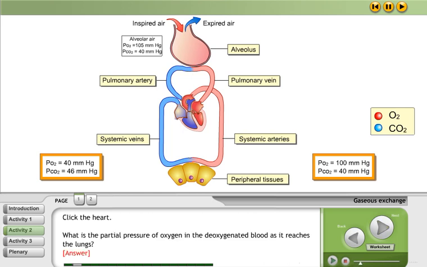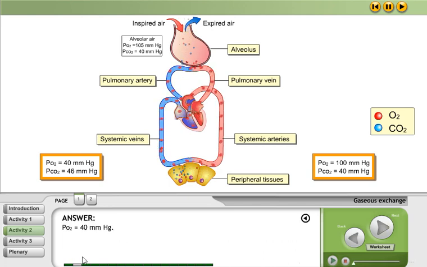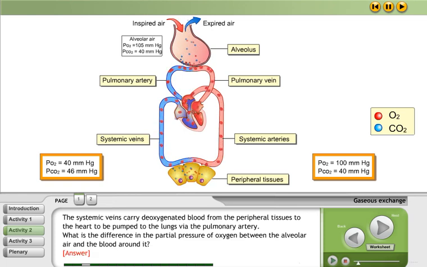Click the heart. What is the partial pressure of oxygen in the deoxygenated blood as it reaches the lungs? Answer: partial pressure of oxygen equals 40 mm mercury. The systemic veins carry deoxygenated blood from the peripheral tissues to the heart to be pumped to the lungs via the pulmonary artery.